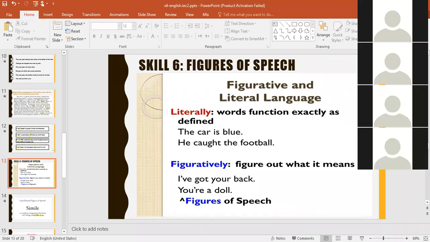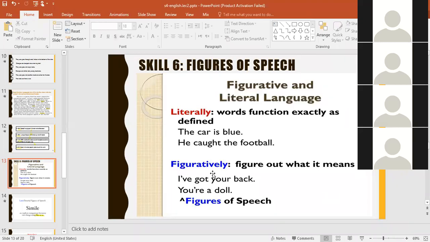Okay, now what is the difference between them? Figurative language is when we have to figure out the meaning. The meaning is not written in the exact same way they want us to understand. In figurative language, we have to understand the meaning. We have to guess the meaning from the sentence that we are reading.